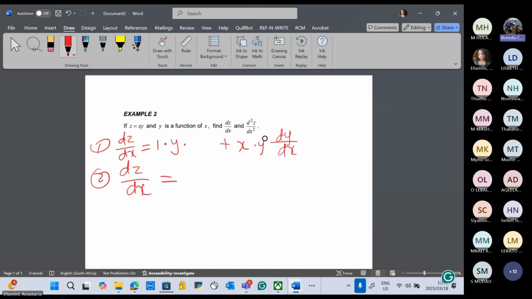We differentiate x, so I think it's gonna be 1 times y plus x dy over dx. Like that. I think so. Not sure. So I'll put a question mark here.